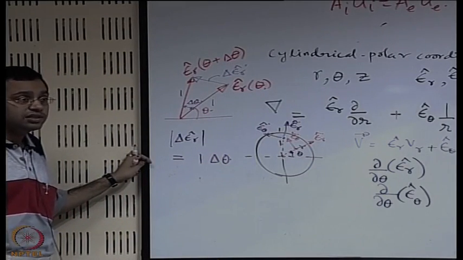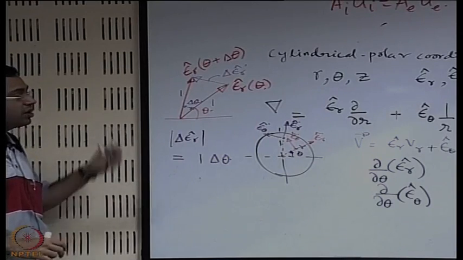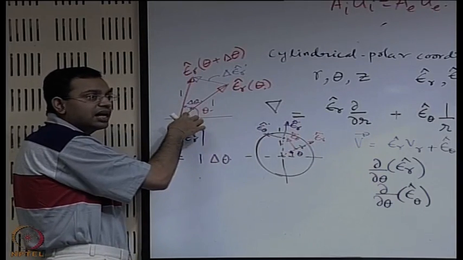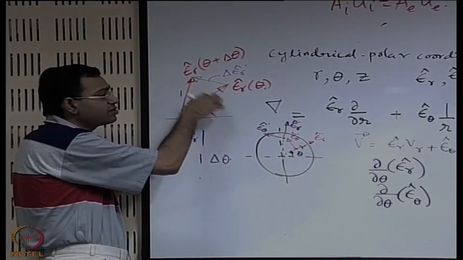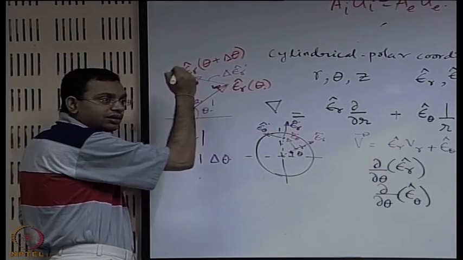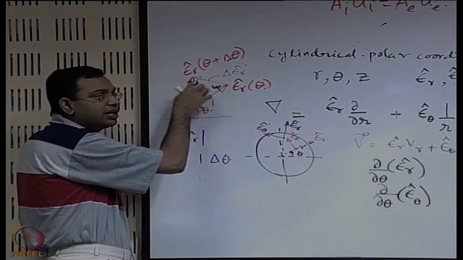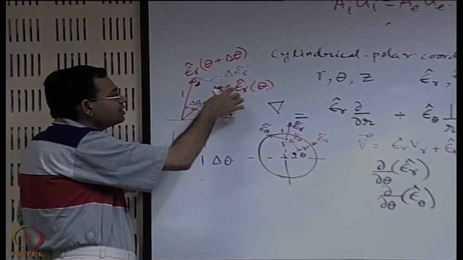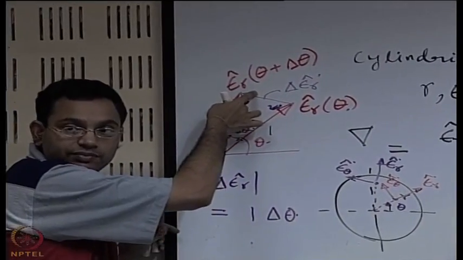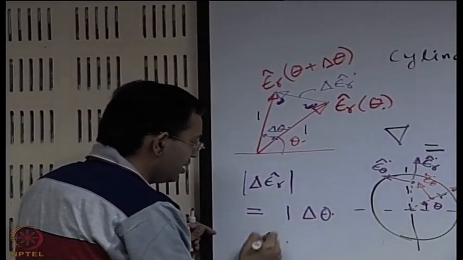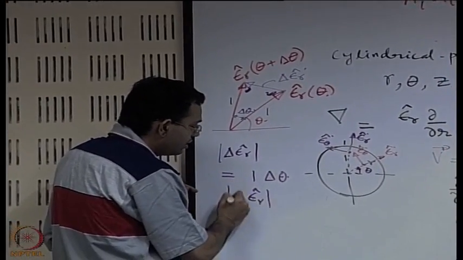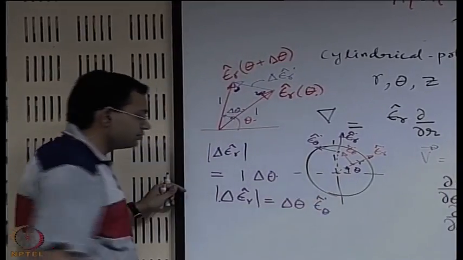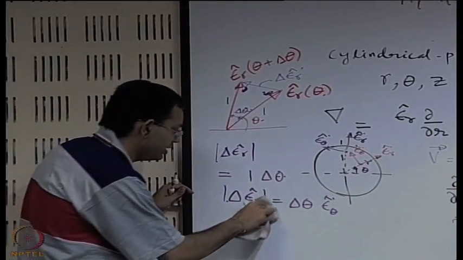What is its direction? You have to keep in mind that we are talking about the limit as delta theta tends to 0. The sum of the 3 angles of this triangle is 180 degrees. This is an isosceles triangle, so these 2 angles should be equal. When this tends to 0, these 2 tend to almost 90 degrees. That means delta epsilon r has the direction epsilon theta, which is perpendicular to epsilon r. So we can say that delta epsilon r is like delta theta times the directionality epsilon theta.